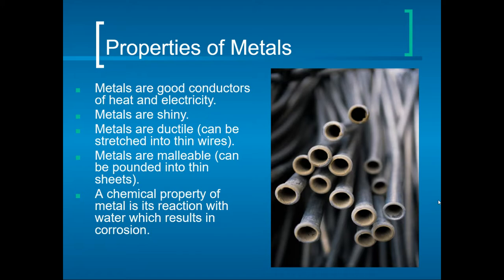A chemical property of metals is their reaction with water, which will result in corrosion. A lot of you know it as rust. That is a chemical reaction. It happens with water, sometimes air, sometimes both play into that buildup of corrosion.